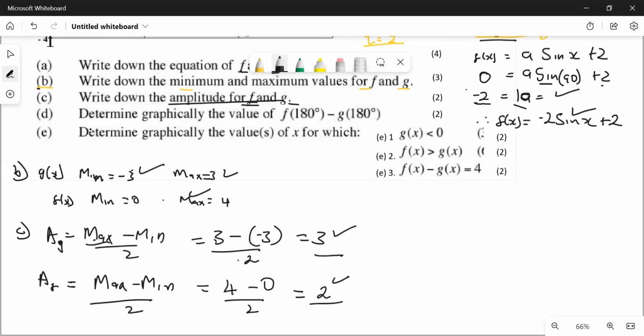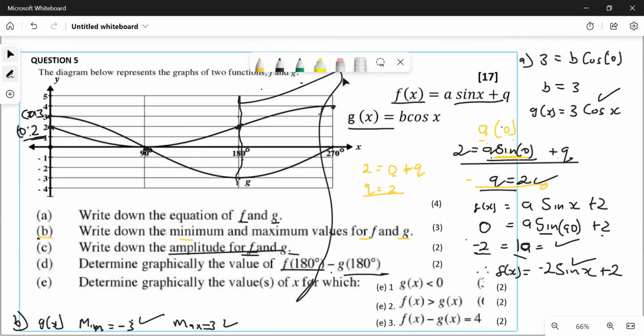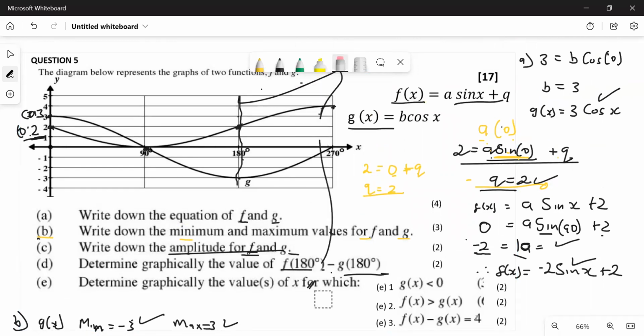Okay. They say determine the values of F of 180 minus G of 180. What do they mean by this, guys? Here we are at x is equal to 180. When x is equal to 180, we want to know what is going to be y. So in other words, they said do it graphically. You will come and say, okay, let's come here. Again, we have 180. 180 goes with what?